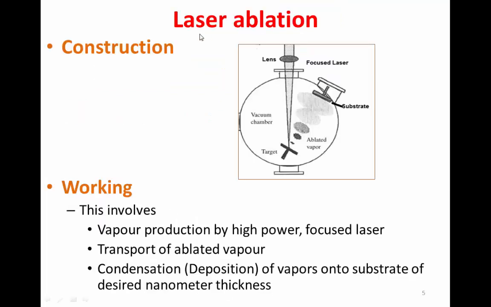Here, this diagram shows a typical laser ablation arrangement. In this apparatus, we have a vacuum chamber. This spherical structure is the vacuum chamber. It is connected to some vacuum pumps, by which we can attain a desired vacuum. Here, we have a target material. The target material is the one from which we are supposed to obtain a nanomaterial.